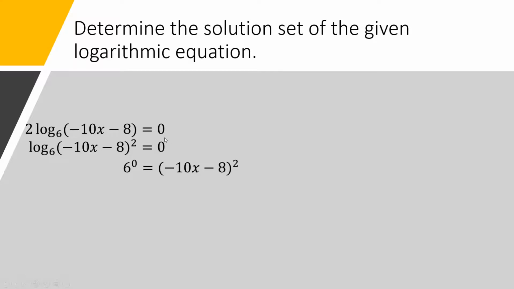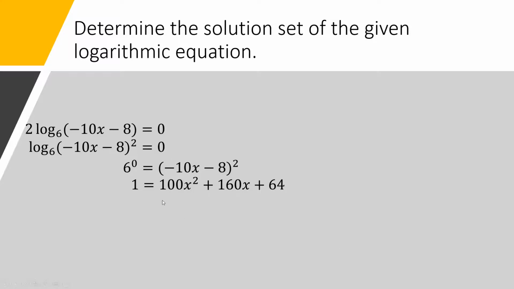Since we have 0 here, this will become the exponent. And 6 raised to 0 is equal to 1. And then, since this is squared, we can now multiply the negative 10x minus 8 to itself.